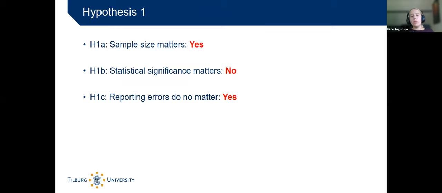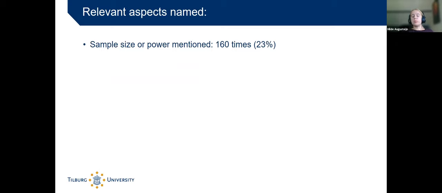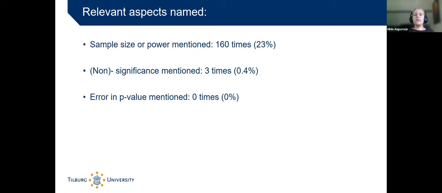We also looked at the open question, where we asked them to name three relevant aspects for their quality rating. And there we saw that they mentioned sample size or power 160 times, so in 23% of the responses. The non-significance or significance of the results was only mentioned three times, and the error in the p-value was never mentioned. So it seems that nobody noticed that there was an error, or at least they didn't think it was important for their quality rating.